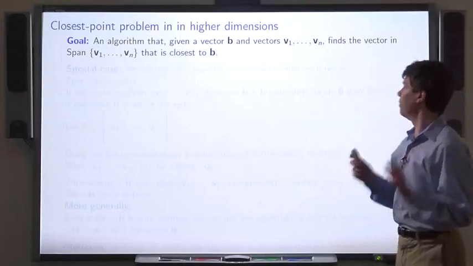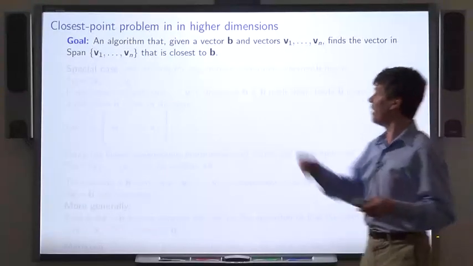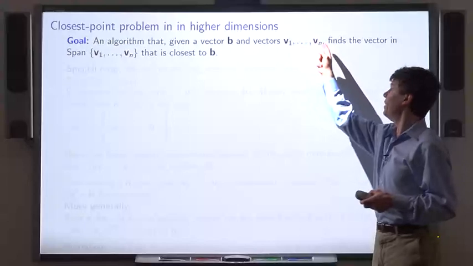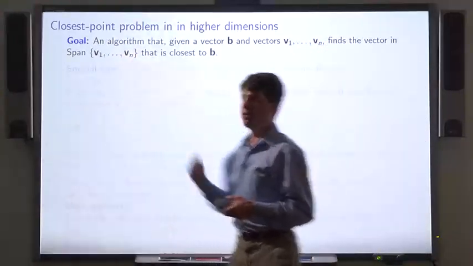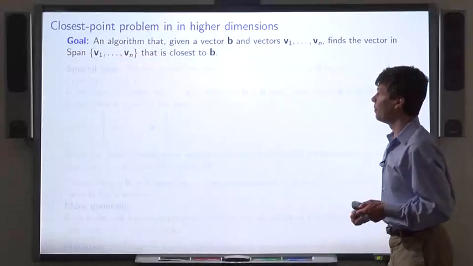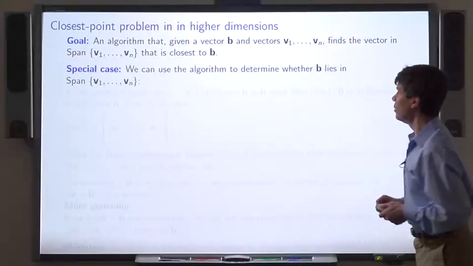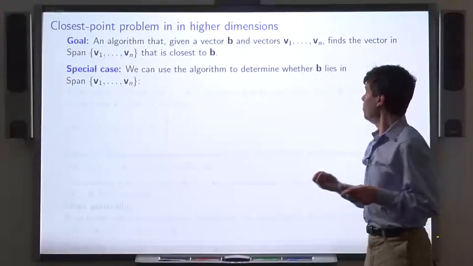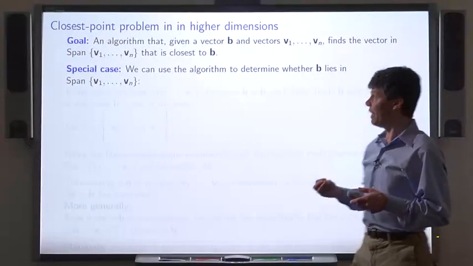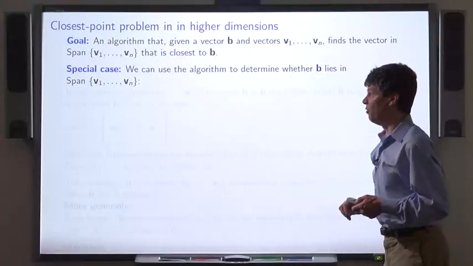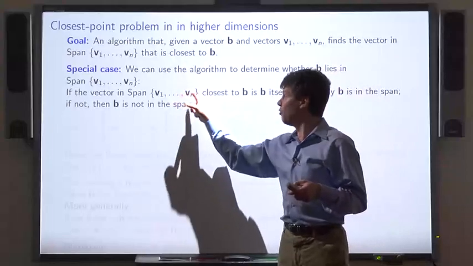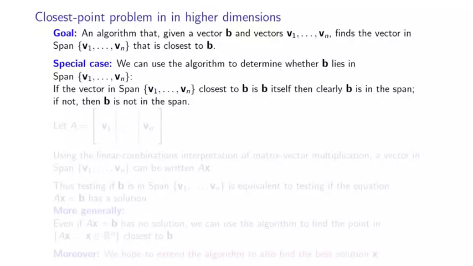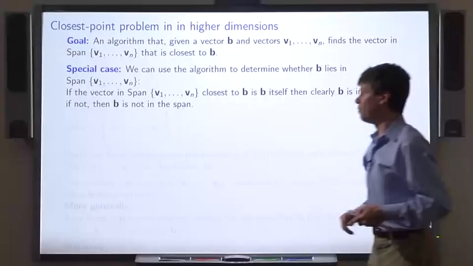So we want to come up with an algorithm that will solve problems of this form. More generally, given a vector B and vectors v1 through vn, we want the algorithm to find the vector in the span of v1 through vn that's closest to B. As a special case, we could use such an algorithm to decide whether B lies in the span of these vectors v1 through vn. After all, if the vector in the span closest to B is B itself, that means that B is in the span. If not, then B is not in the span.